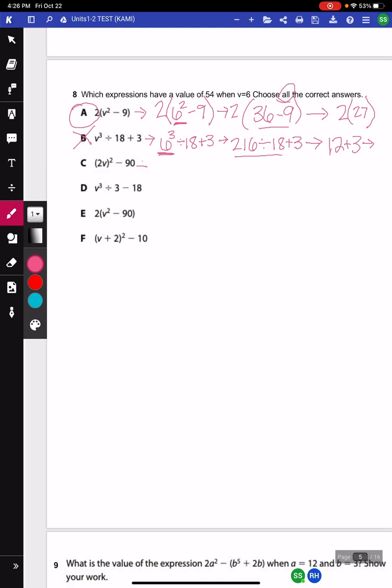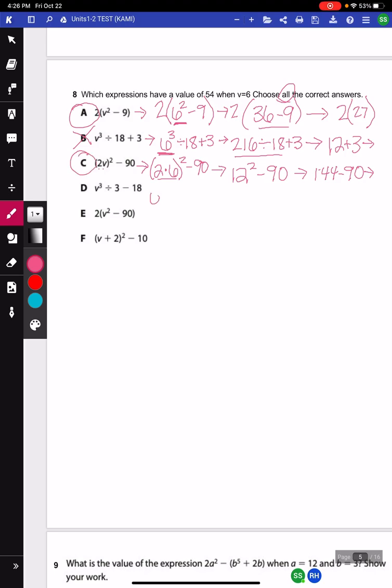Part C. I know that if I have a number next to a variable, that means to multiply. So in parentheses, I have 2 times 6 squared minus 90. I have to do parentheses first, or grouping, so I'm going to have 12 squared minus 90. 12 squared is 144 minus 90 is 54, so C is also an answer.